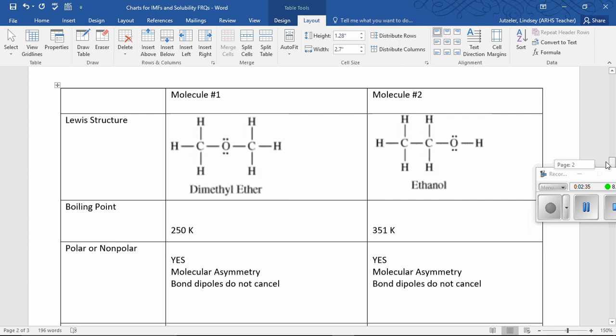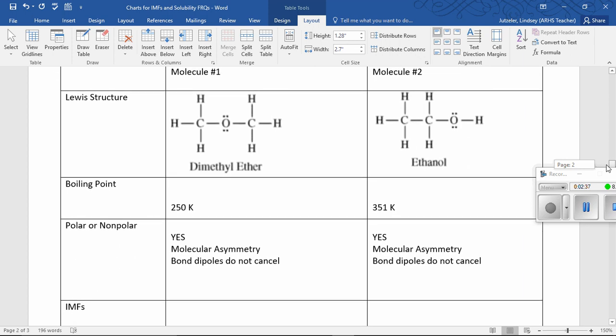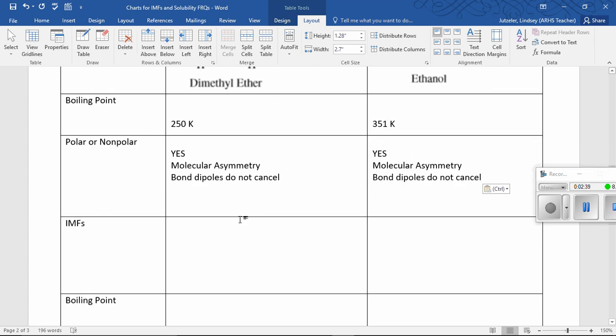So the IMFs in dimethyl ether: it is polar, so I know I'm going to have dipole interactions, or IMFs, and I'm also going to have London dispersion forces. Everything has London dispersion forces. Type them. Just do it, because if you don't put LDFs, you may get a point taken off, or you may not get full credit for a multi-point answer.